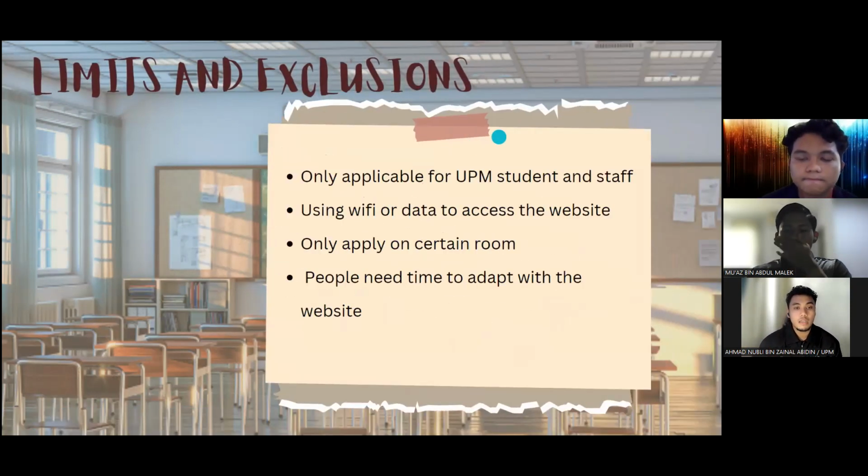All right, for limits and exclusion, the first one is that it is only applicable for UPM students and staff, because the first thing that you need to enter or key in on the website is your UPM student or staff ID, which is the matric number. Okay, the second point is using Wi-Fi or data to access the website.